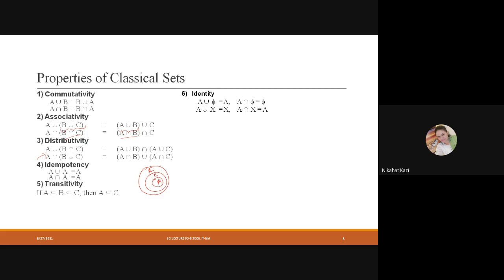So if you find the union of any subset of the universal set with the universal set, you will get the universal set. If you find the intersection, you will get that set back, right? And if you take the union with the null set of any set, then you will get that set back, right? Because the null set does not contain any elements. Similarly, if you take the intersection with the null set, you will get the null set back. Okay?